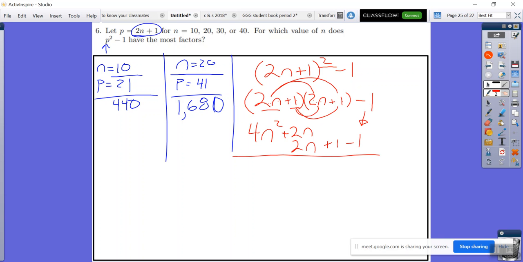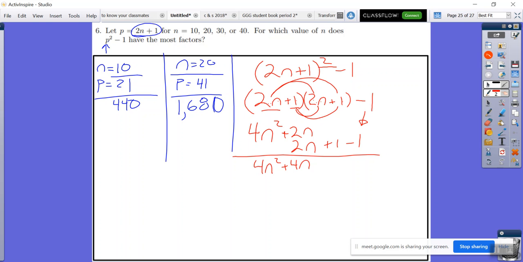All right, so let's combine the similar terms. 4n squared. Do we have any other n squareds that we can put it together with? No. So 4n squared. 2n plus 2n is 4n. 1 minus 1 is 0. Okay, so this is the simplified expression, right? And this is actually pretty quick.